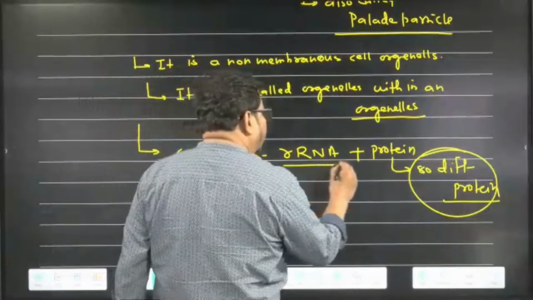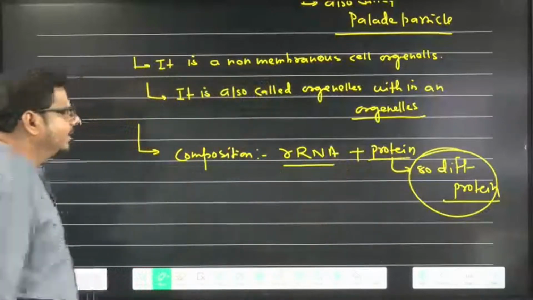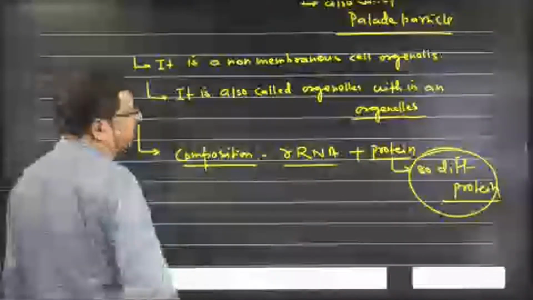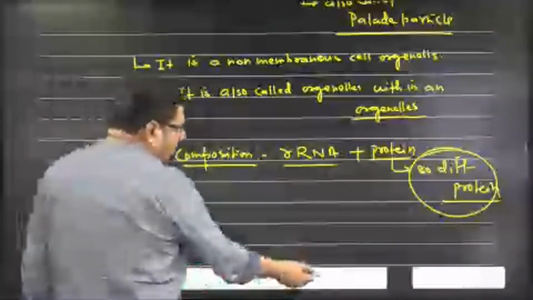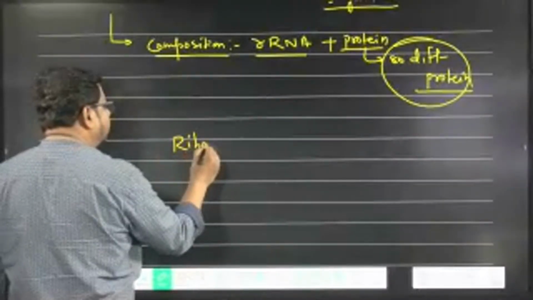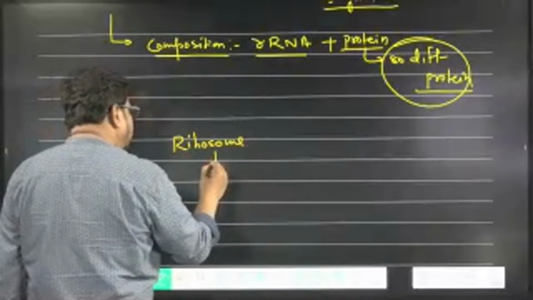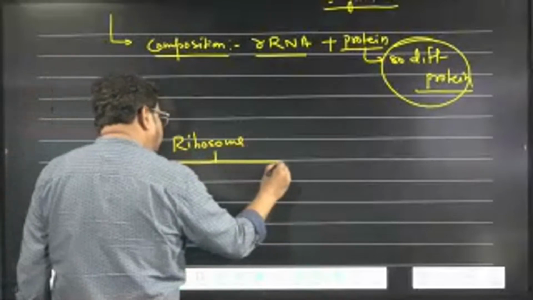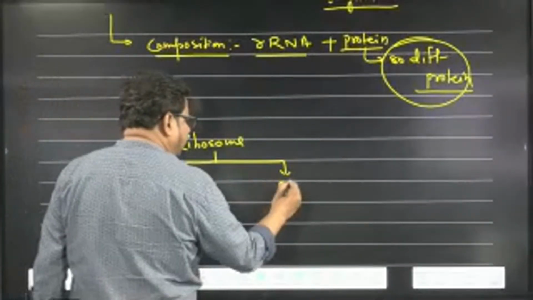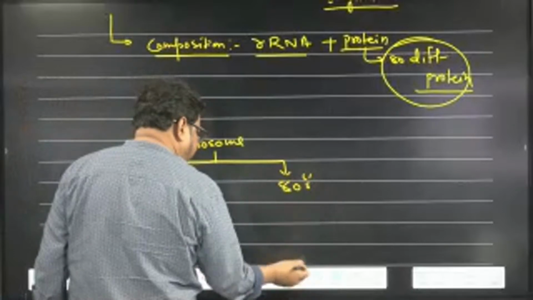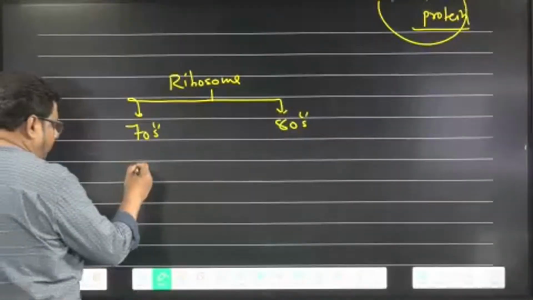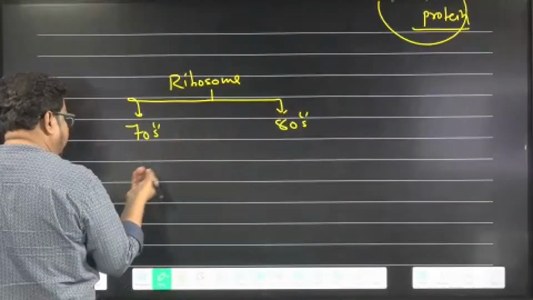So there are two components present in the ribosome. One is what? Ribosomal RNA, and protein. All together they join, making ribosome. Now we are going to talk about types of ribosome. Ribosome is of two possible types. One is 70S, another is 80S. You better know where 70S and 80S are present. 70S is present in prokaryote, mitochondria and chloroplast, and 80S is present in eukaryote.